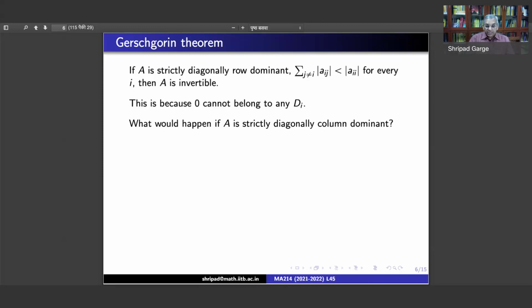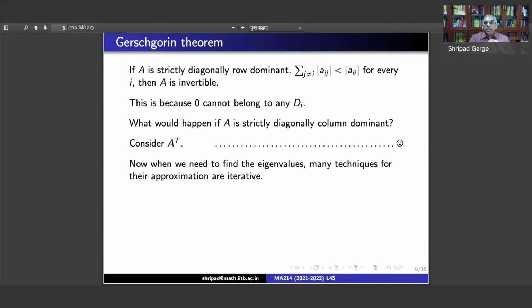The answer is yes. You can use Gershgorin's theorem, but not for A. You would use it for A transpose, because the columns of A become rows of A transpose. A is invertible if and only if A transpose is invertible. So it is very easy to prove that A transpose is strictly diagonally row dominant.